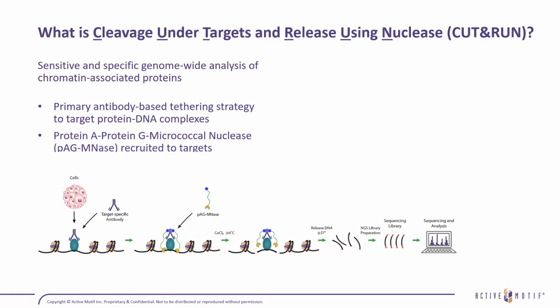Upon activation with calcium, you get the targeted cut and release of the DNA sequences that surround your protein of interest. Again, you release the DNA, and now because we are not working with Tn5, we're working with MNase, you will need to do a secondary library preparation in order to prepare your fragments for sequencing.